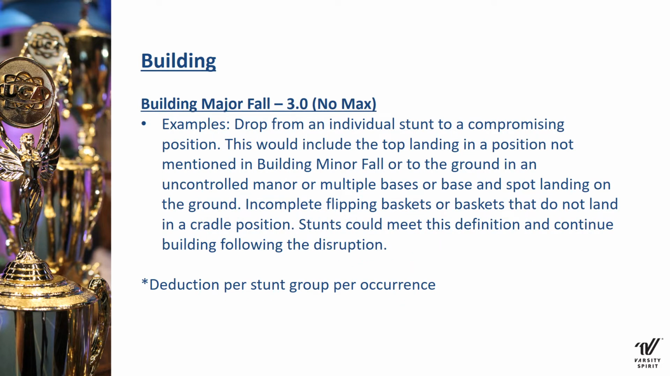Our third building deduction is a building major fall worth 3 points. Examples here include drops from an individual stunt to a compromising position. This would include the top landing in a position not mentioned under the building minor fall or to the ground in an uncontrolled manner, or if multiple bases or a base in a spot land on the ground.